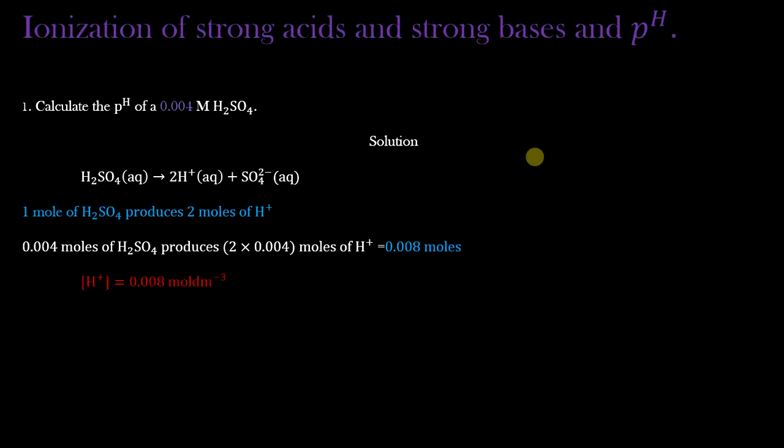And the pH of any solution is given by the negative logarithm to base 10 of molar concentration of hydrogen ions in that solution. So substituting for the molar concentration of hydrogen ions, that is the 0.008, we get pH is equal to negative logarithm to base 10 of 0.008, which gives us a value of 2.097, and that is roughly 2.1. Therefore, the pH of a 0.004 molar sulfuric acid is actually 2.1.